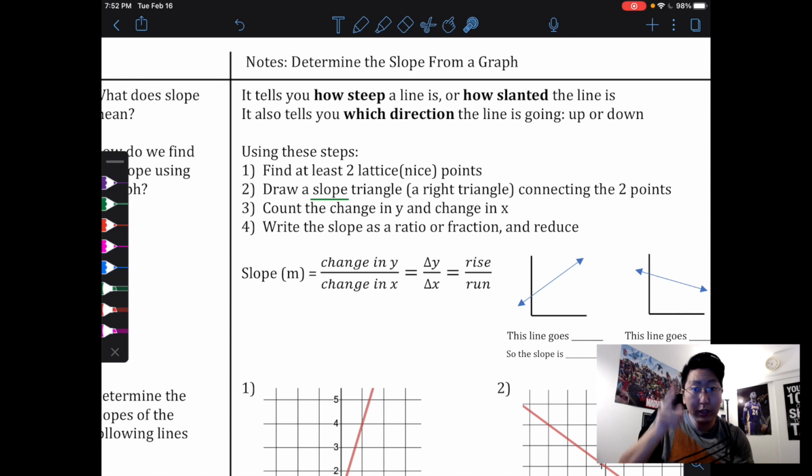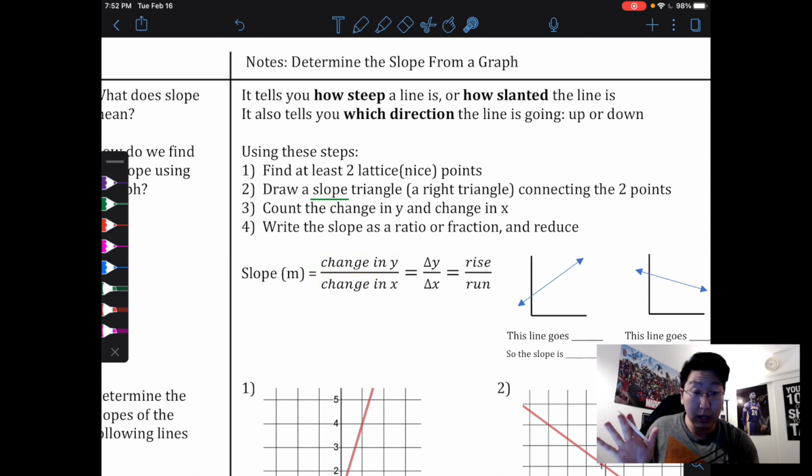So how much is it changing on the y-axis? How much is it changing up and down? And then how much is it changing on the x? How much is it changing left to right? All right. And then the last thing we're going to do is write the slope as a fraction or a ratio. So this right here, we're going to write the change in y over change in x.